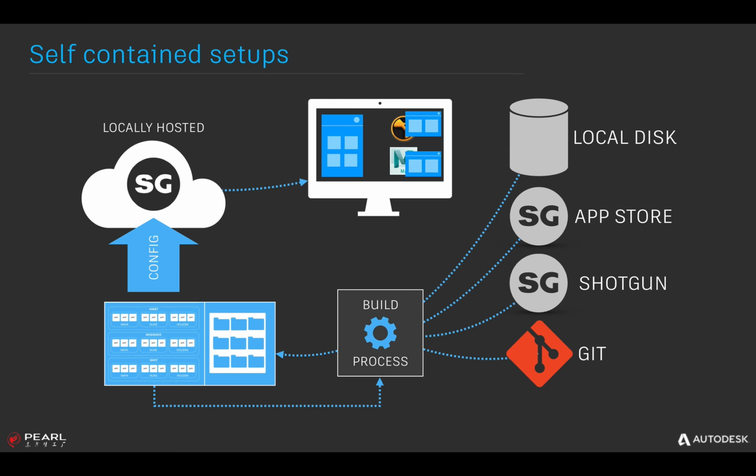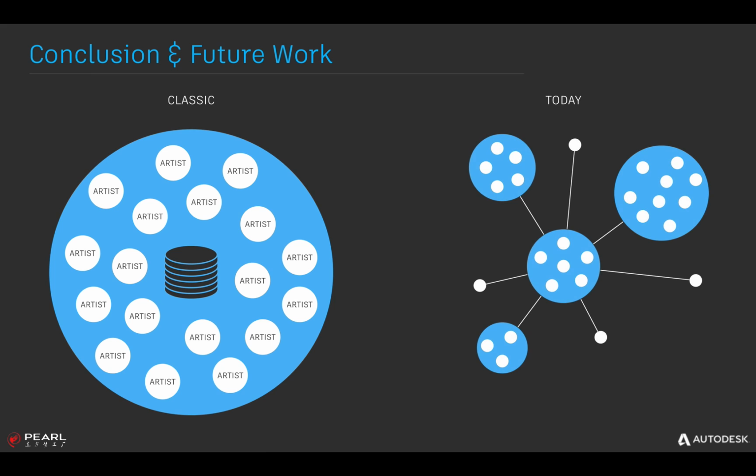So that's the last pattern, and it brings us to the conclusions of this talk. We've shown how Shotgun Toolkit has evolved to support today's distributed production requirements. Pearl Studio has produced a case study of their experience and their processes. We believe that these distributed pipeline patterns will become increasingly more common in the future, and Shotgun Toolkit will continue to evolve in this direction.